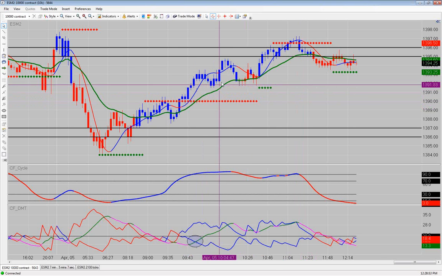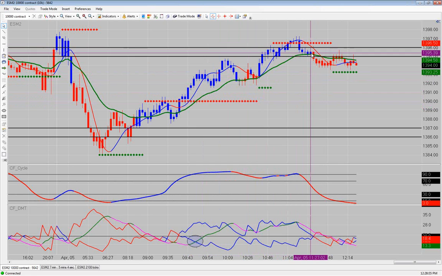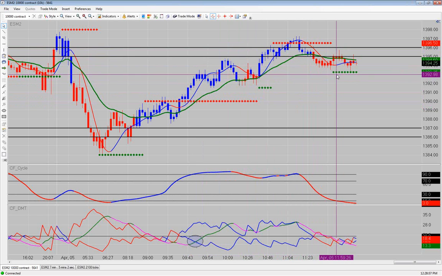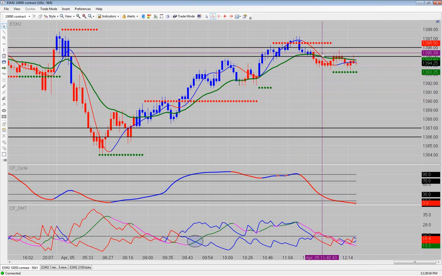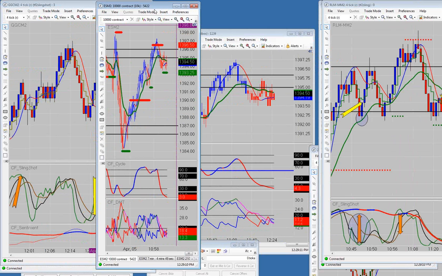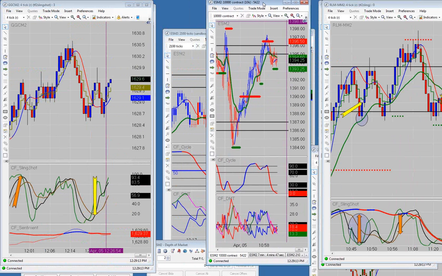So we didn't have any follow-up trades here on the 10,000 contract this morning. This was during the break where we had a bearish cross. We may have considered shorting right over here at the BBC had we been watching it, but it was during the break, and we did not even look at it. All right, that is the ES 10,000 contract.